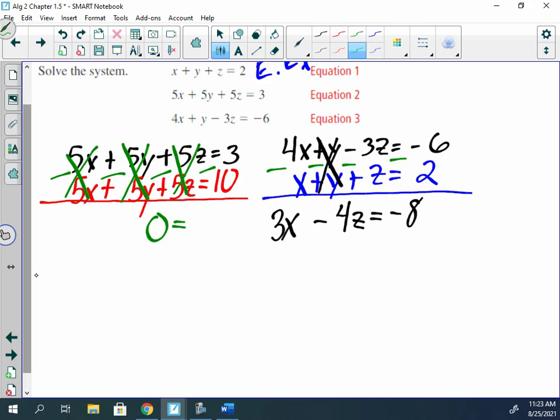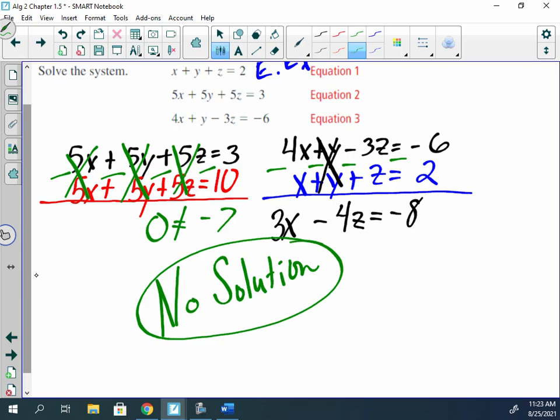3 minus 10. Will 0 ever equal negative 7? No, so this here is a false statement, yes? So that means that this is no solution. Because that means that those two planes there are parallel to each other. They will never cross. And since they will never cross, this here is a no solution. It doesn't work.